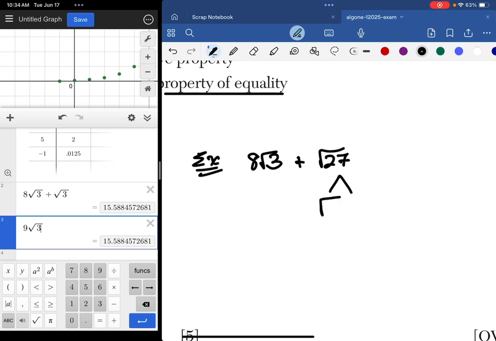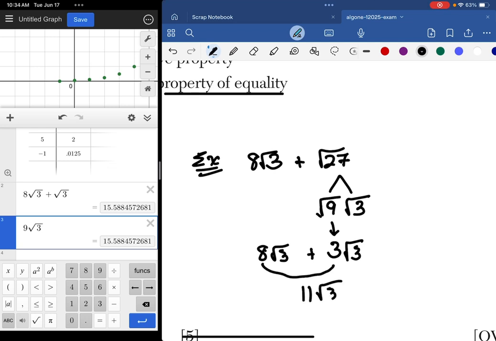But I can break radical 27 up into the product of radical 9 and radical 3. Radical 9 is 3. Radical 3 I can't do anything with because the number under the radical is prime. But now I can add these two radicals together because their radicands are the same. Again, the number under the radical needs to be the same in order to add the coefficients. I would get 11 radical 3.